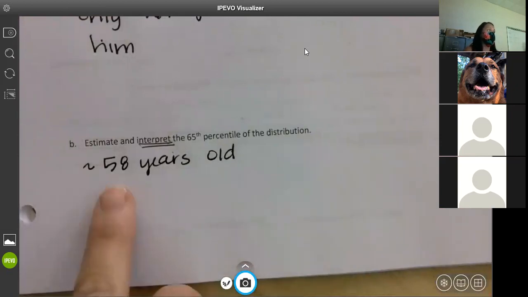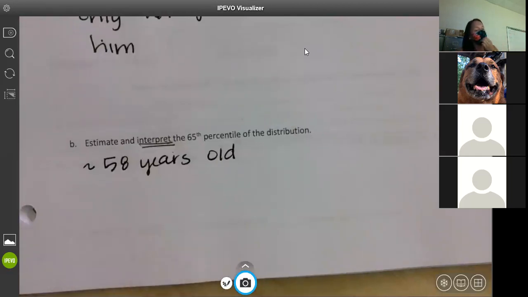Not 58, but that's your age. Is it older? Yes. Yes. The way you worded it is perfect. So say it one more time so I can say it to everybody because they couldn't hear you. Okay, she said people that were 58 years old were 65% older than everybody else. That is correct. However, you want to write it as the percentile form, okay? So you want to write it as younger than.